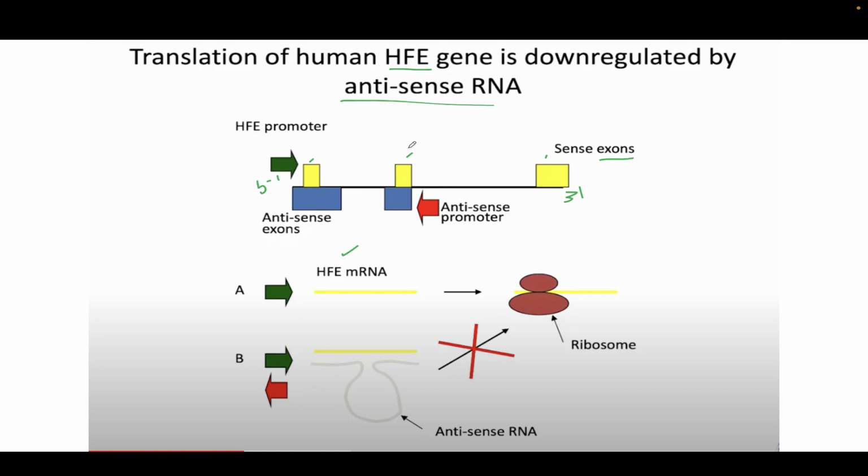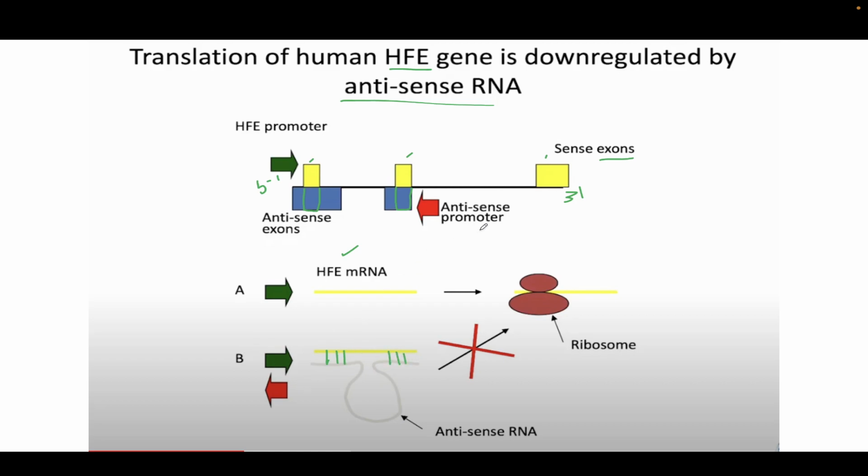But after this, when the antisense RNA gets activated, it will produce a particular RNA where, if you see here, if I draw here, this particular part of this antisense exon is complementary to the sense exon. Also this particular part is complementary to the sense exon. That means they can form base pairing. Got it?